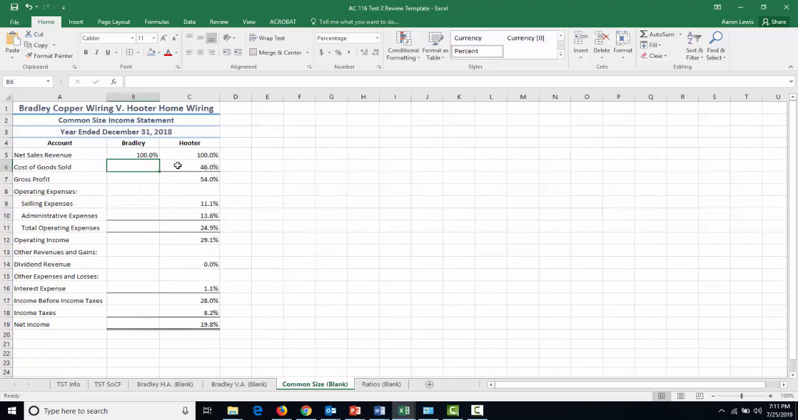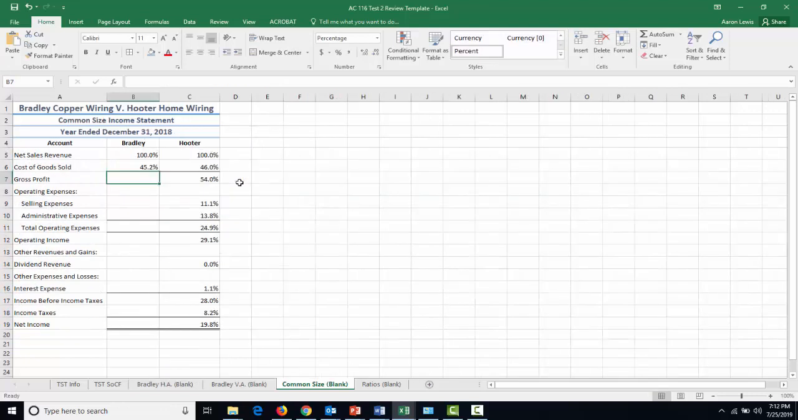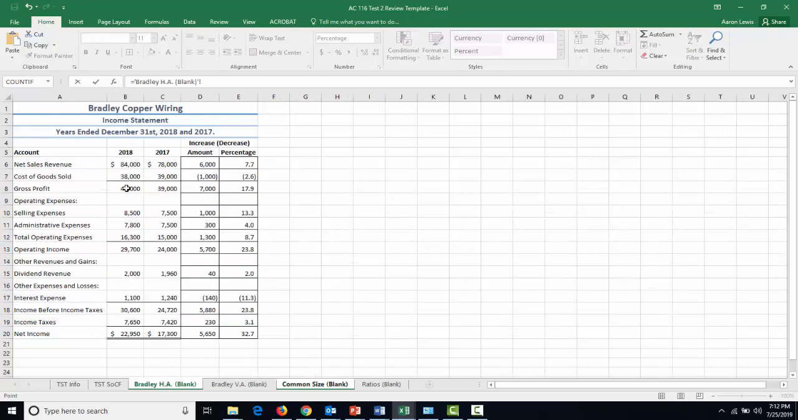We're coming up with 84,000. For cost of goods sold, we're going to hit equals. We're going to go back to our income statement. Our cost of goods sold during the current year, which is what we're comparing right here, was 38,000. If we divide that by the base number for net sales revenue, we're going to come up with 84,000. For gross profit, we are going to have our $46,000 divided by our net sales revenue. You can see you can do this over and over and over again.